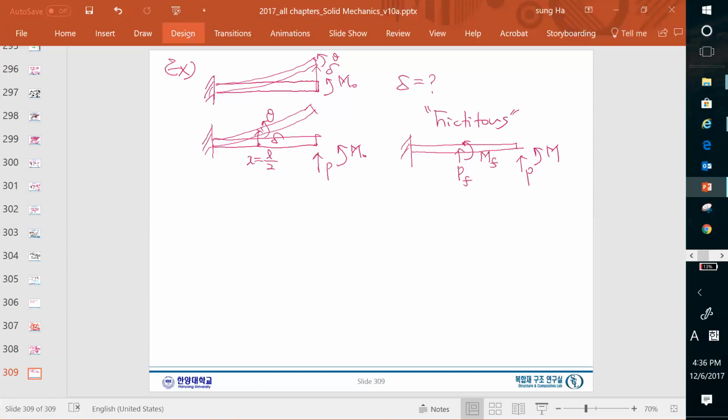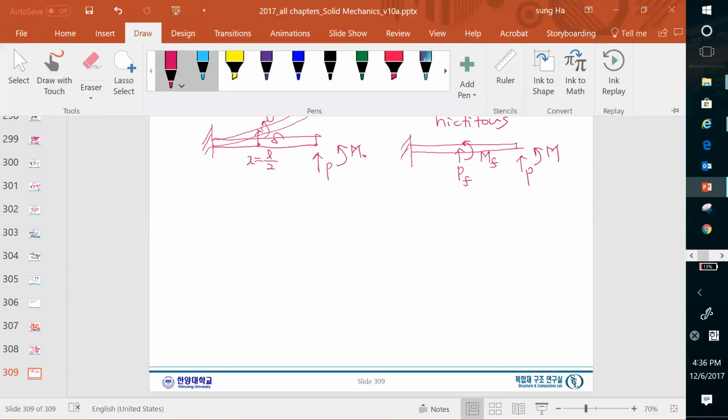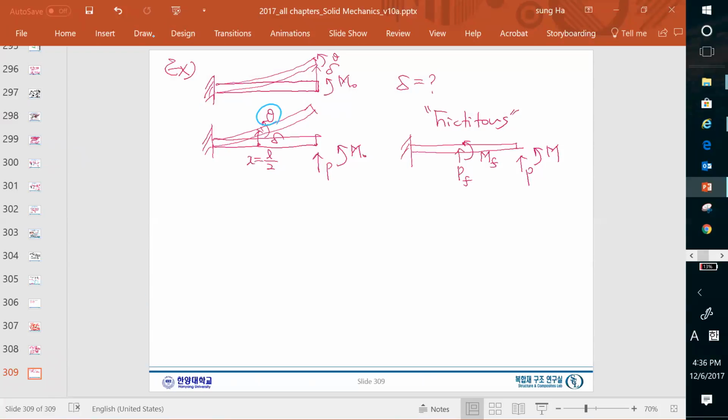Now, we want to calculate delta and theta. We need to apply this at the point. Why? Because the theta, based on the energy method, is always given by the MF, and the delta here is always given by the energy method and PF. So to calculate the deflection and rotation, you have to have a fictitious force where you want to calculate the deflection. So you need to apply this PF and so on.